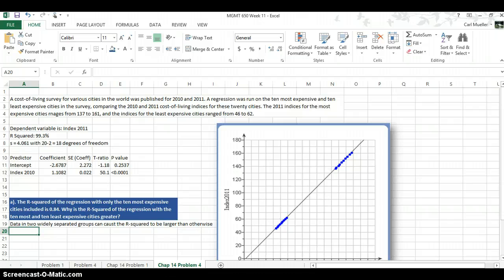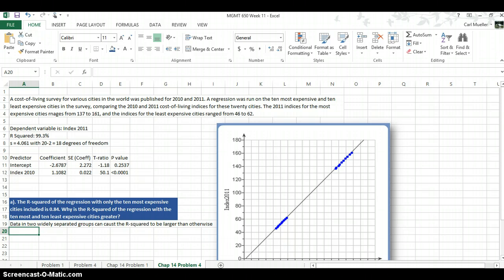This is chapter 14, problem number 4, and we'll just go ahead and get started. A cost of living survey for various cities in the world was published for 2010 and 2011. A regression was run on the 10 most expensive and 10 least expensive cities in the survey, comparing the 2010 and the 2011 cost of living indices for these 20 cities.